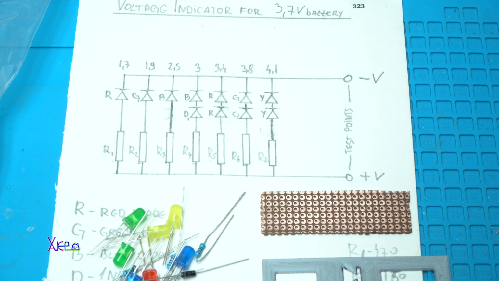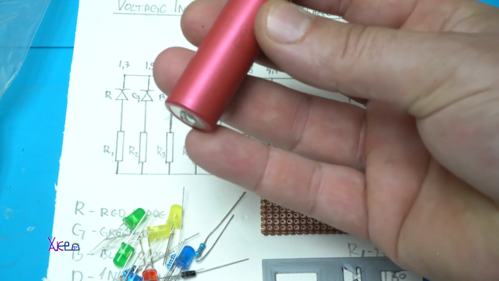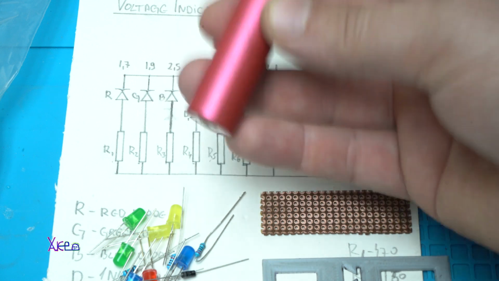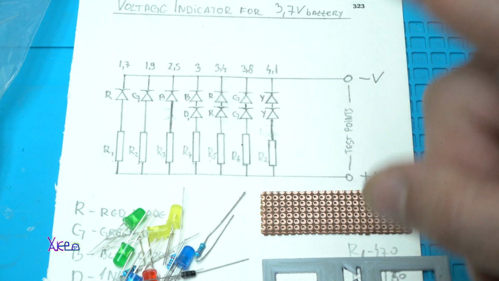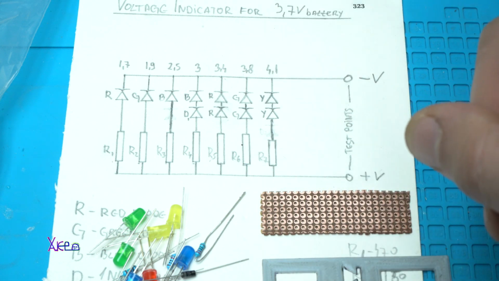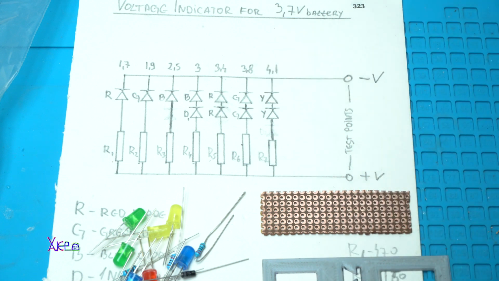Okay, today I'm gonna show you how you can make a voltage indicator for a 3.7 volts lithium battery, like this 18650 lithium battery, to monitor the voltage of the battery. It's a simple voltage indicator without using any microchip. We're gonna use only resistors and LEDs or diodes.